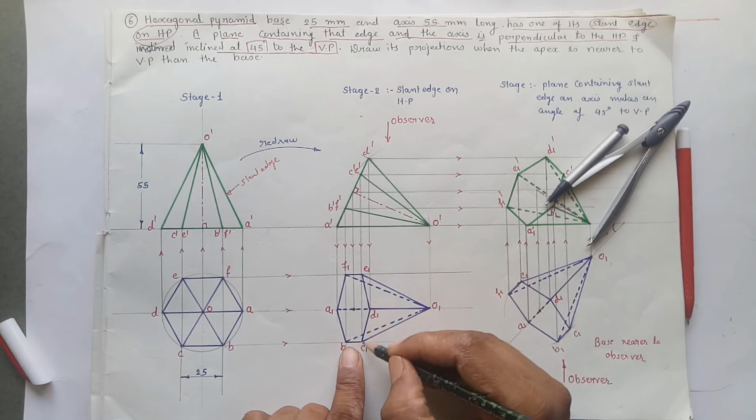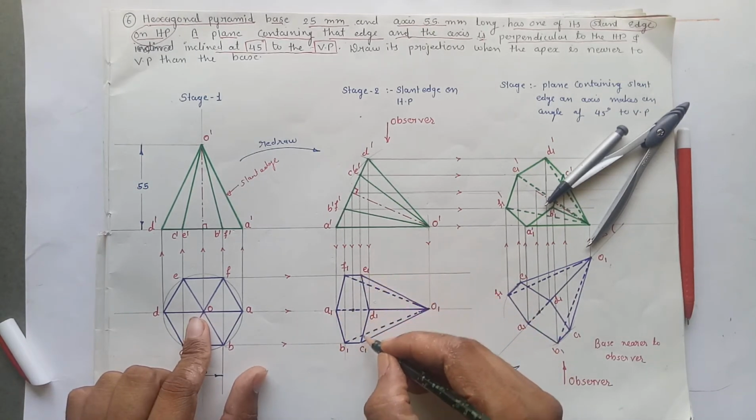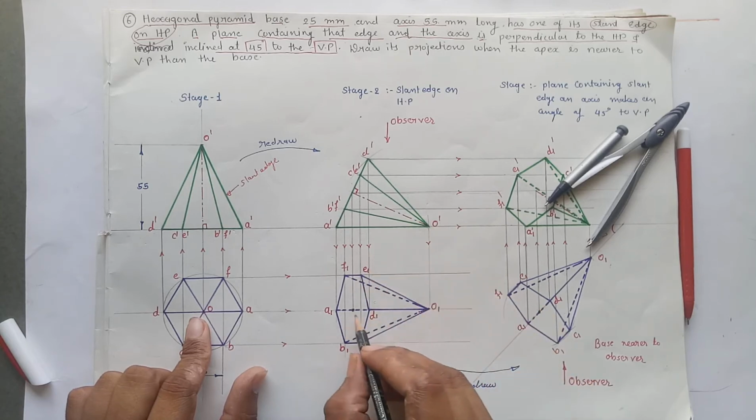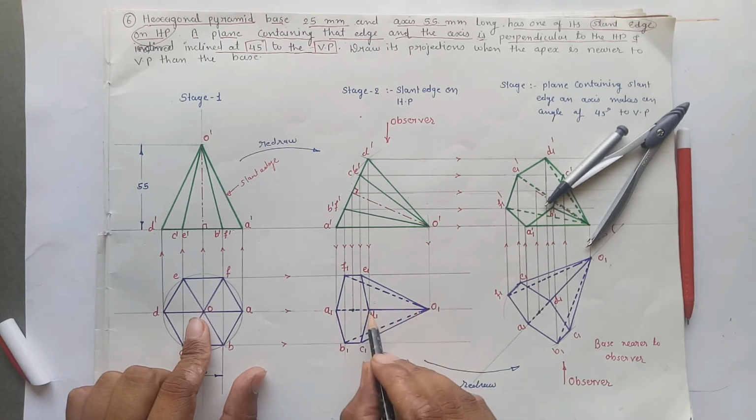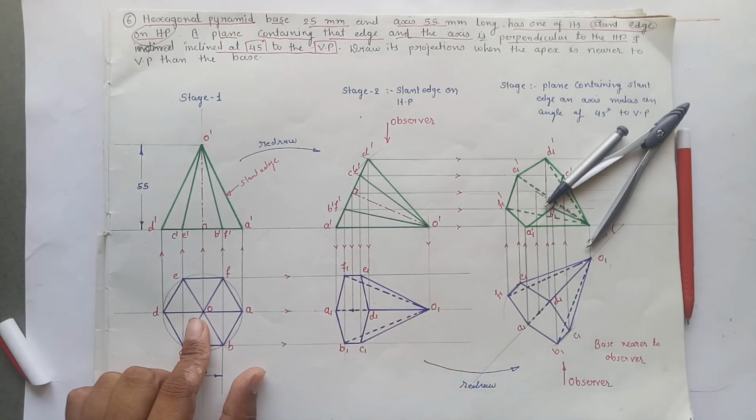O1 B1 is hidden due to intersection, and O1 A1 is hidden due to intersection of these bases CD and DE. But here we will show the hidden outline of OA in between A1 and D1, because over here the slant edge O1 D1 will hide the hidden outline of the O1 A1. So this is the plan.